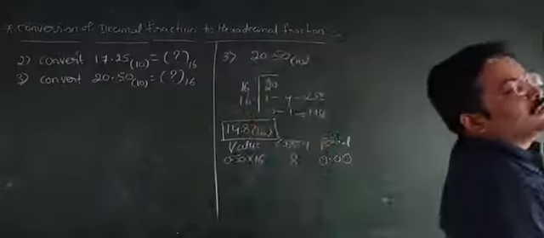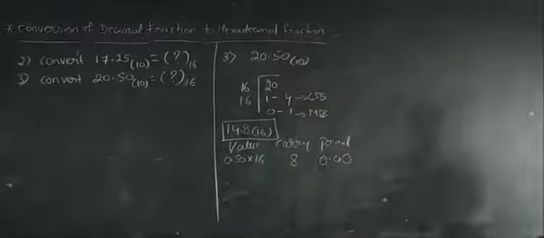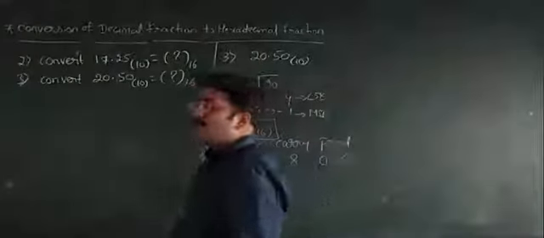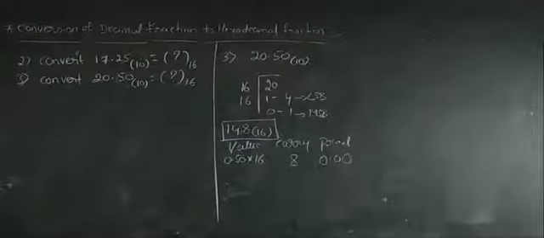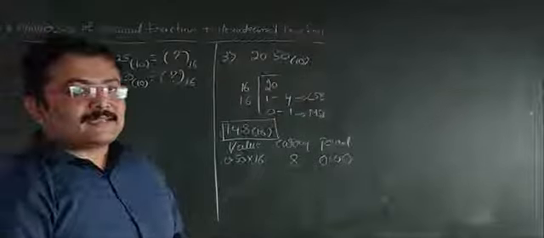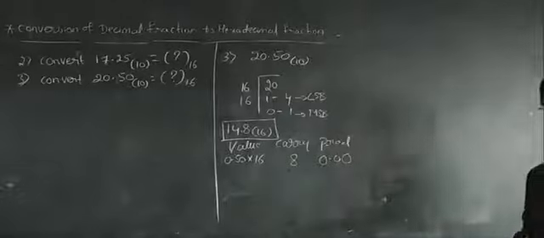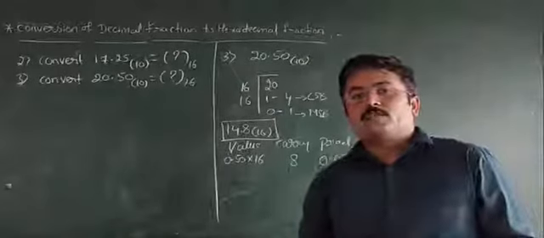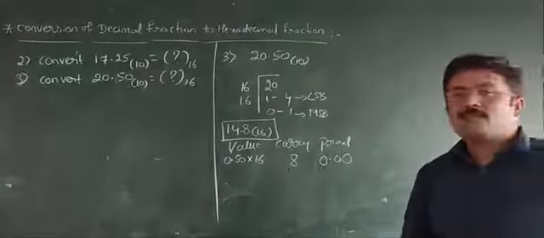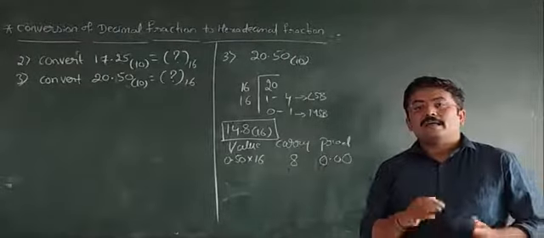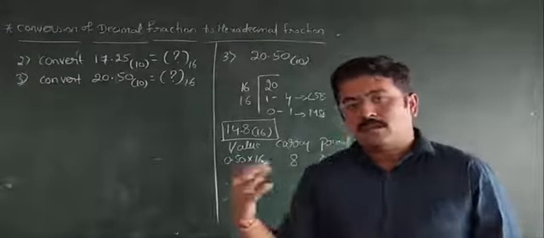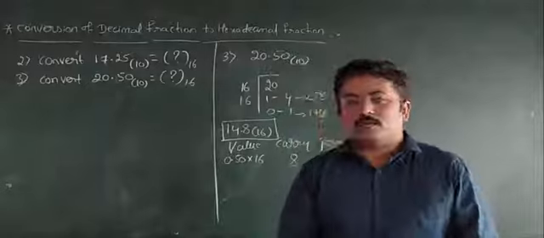So these are the conversions of decimal number system to binary, octal and hexadecimal. In the next class, let us continue with the conversion of binary number system to decimal number system, octal number system to decimal number system and hexadecimal number system to decimal number system. Thank you.